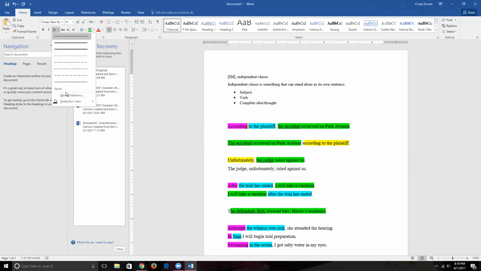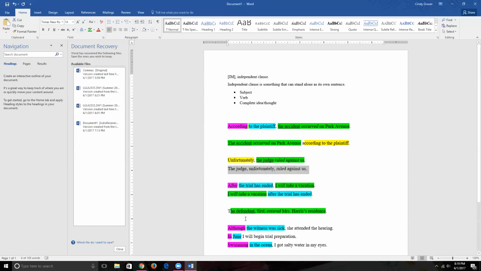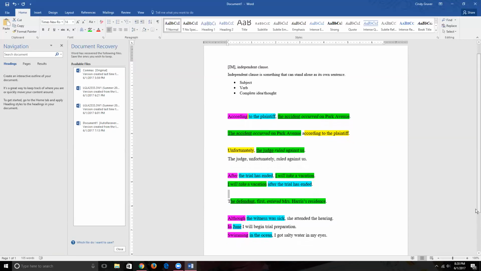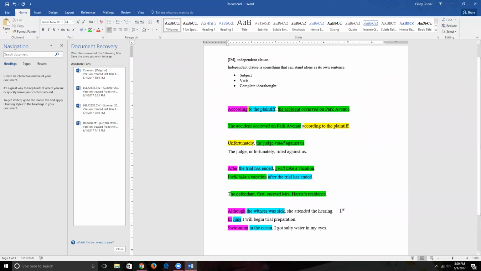How do I make, oh, there it is, none, sorry. Okay, so that's the takeaway with this one. We need to have introductory material that isn't an independent clause, then an independent clause, and if the introductory material isn't an independent clause, a comma before it. Okay, let's look at the next one.